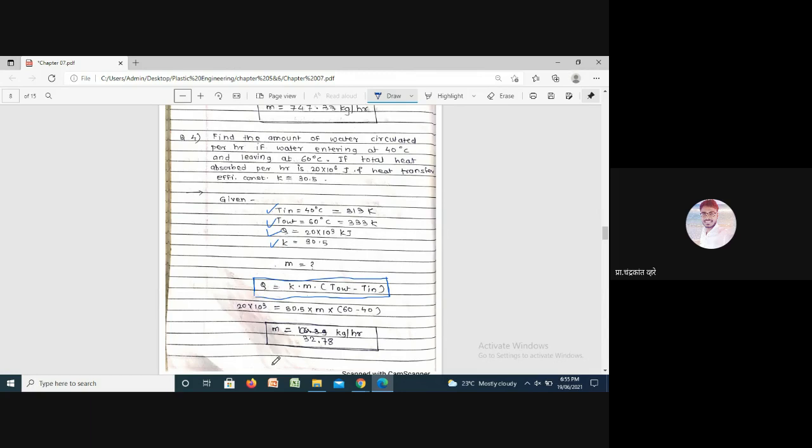Putting all these values, we get M. This is also a simple thing. You can easily find it by putting in all the values. So this is all about the problem.